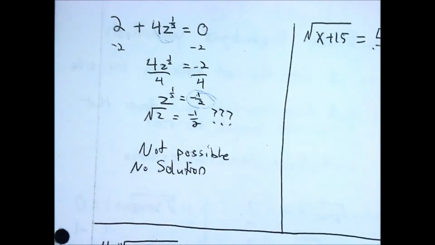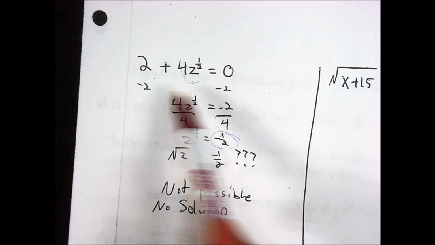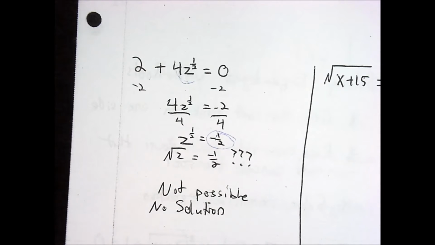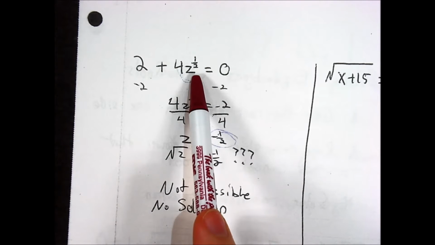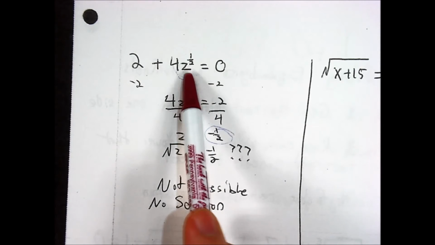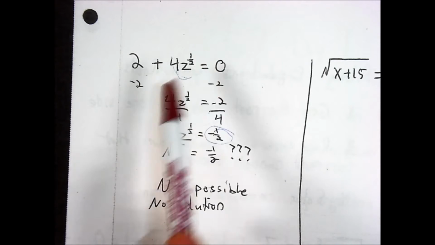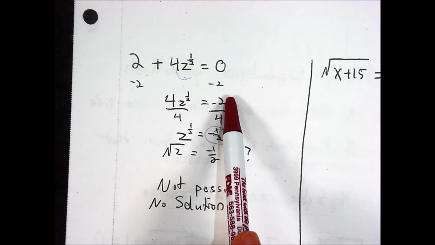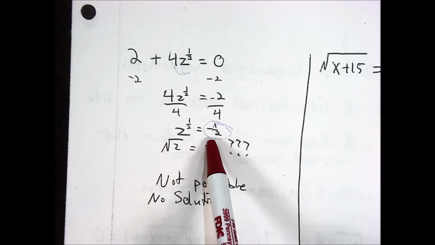Just another type of problem to be aware of. Another no solution possible. Go through this one. This is just a problem that I would recognize or be looking for. It looks like our other problem before, but instead of a square root, we have our rational exponent. We have it written as a fraction in the exponent instead of the root sign. So it's still the same process. Try to get this by itself. Subtract the 2. Divide by 4. And now I have z to the 1/2 power equals negative 1/2.